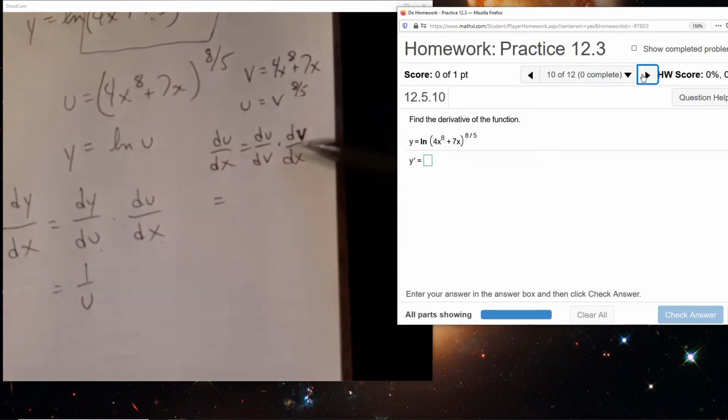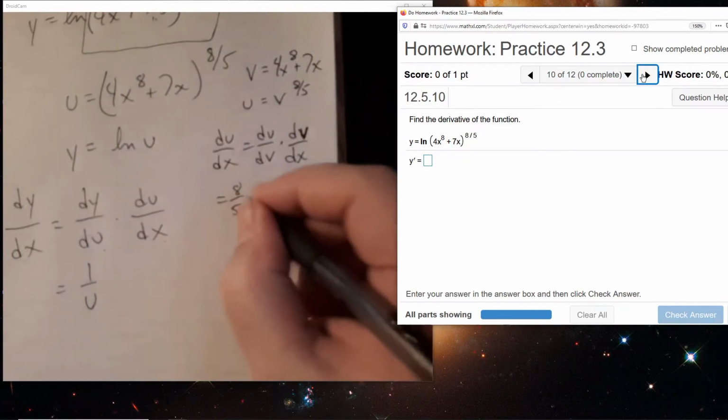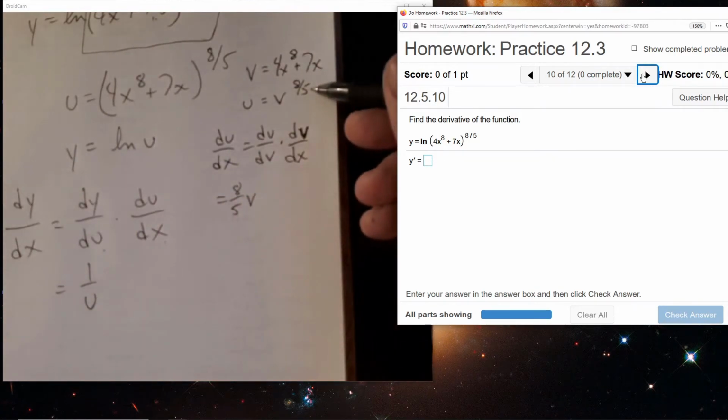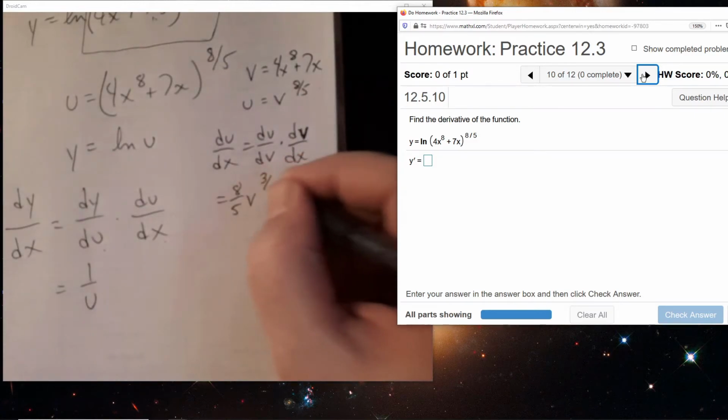And the derivative of u, here's u. This is now a derivative we can do. That's a power pattern right there. So the 8/5 drops down. We subtract 1 from the exponent, so that's minus 5 over 5. So 8 minus 5 is 3.